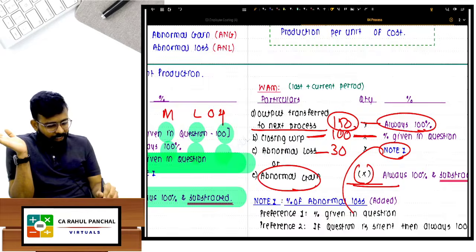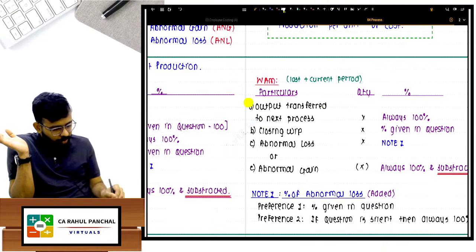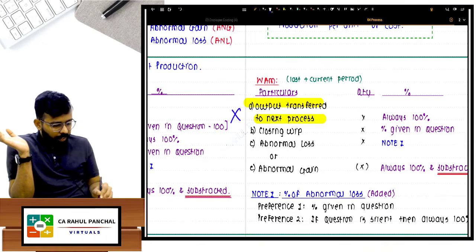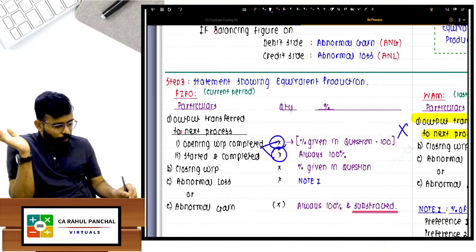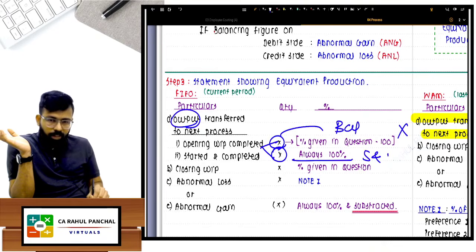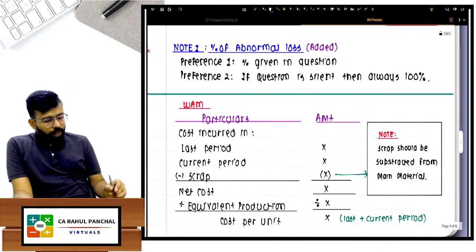The only thing that changes from here to here is this part when you switch. Opening WIP you do not have to bifurcate and you should write 100%. If it is the FIFO method, you should bifurcate the opening in the output transferred: balance percentage for opening, and then the remaining. You just need to remember this. Then if it is the VAM method, you think about total.